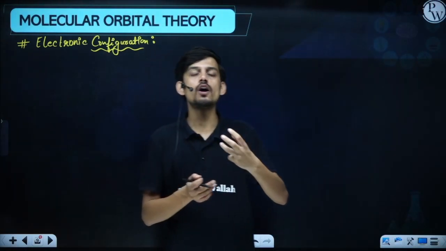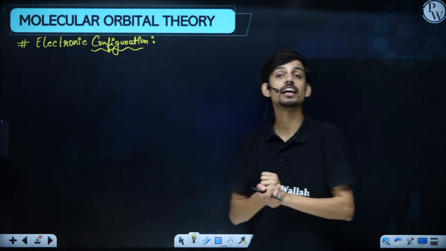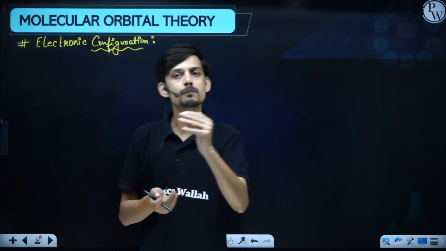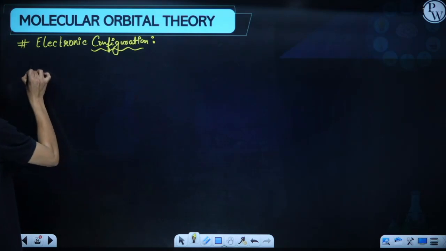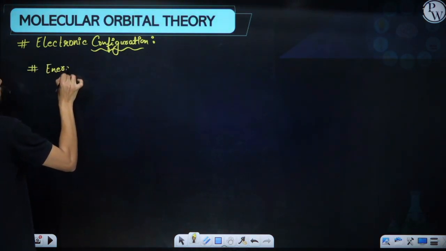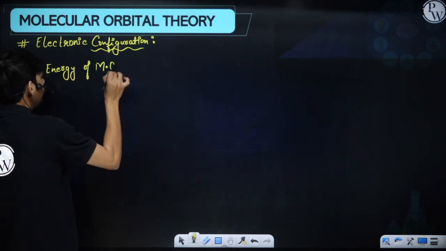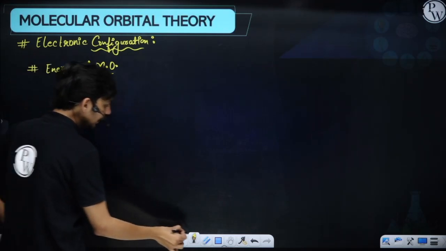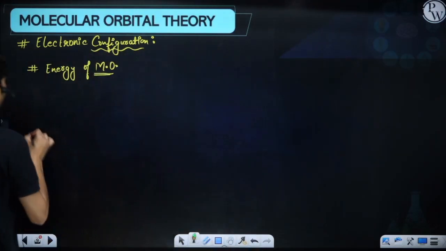So similar to atomic orbitals, molecular orbitals have the same set of rules for their electronic configuration. That is our Aufbau principle, Pauli's principle and Hund's rule. So first of all, according to our Aufbau principle, molecular orbitals are going to be filled according to increasing order of their energy.